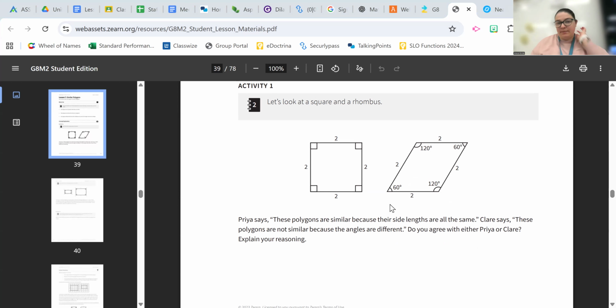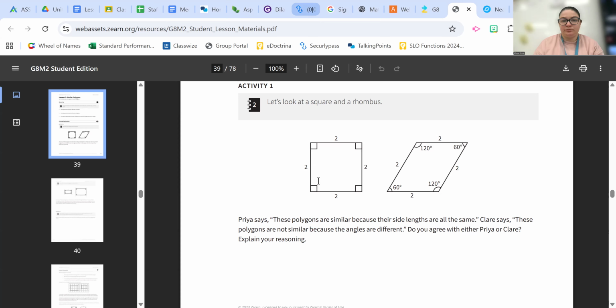So on the back side of your paper, you should see something like this. This is problem A on the back side. So we are going to kind of discuss what the two people say about these shapes and determine who we agree with, if we agree with either of them. And we are writing in complete sentences, friends. We are writing in complete sentences.